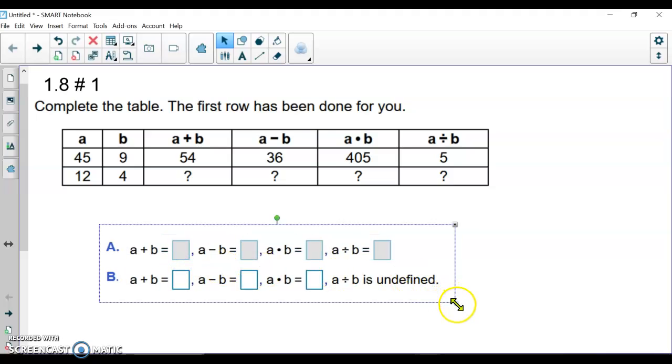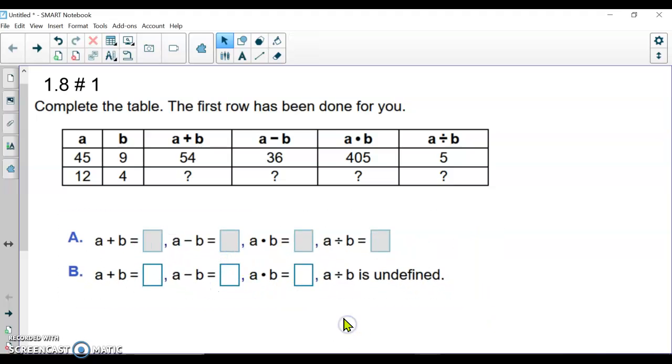So you have to choose between A and B. Now, the only difference between A and B is that B says A divided by B is undefined. So that's the only distinction between these two options. You have to pick one. So let's start there. It's saying A divided by B is undefined.